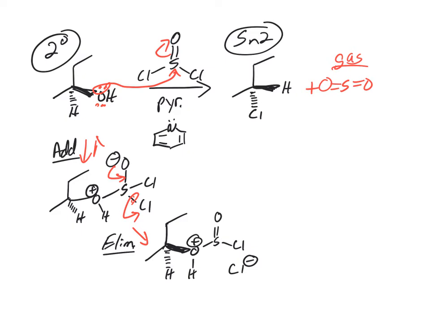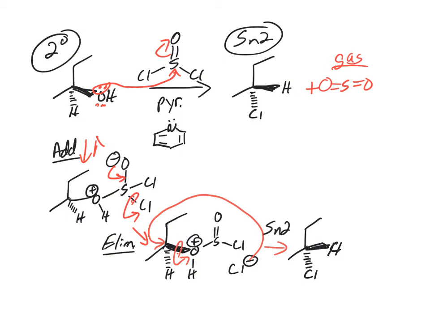Now we have our alcohol, good and activated, with a good leaving group on there. Let's have the chlorine come back around and do that SN2 reaction. Kick out the good leaving group. We've inverted the stereochemistry, right? We did an SN2 reaction. And the other byproduct.